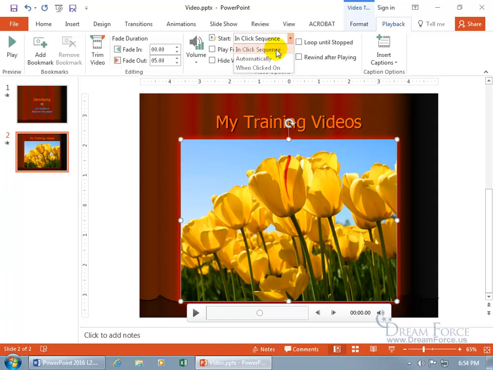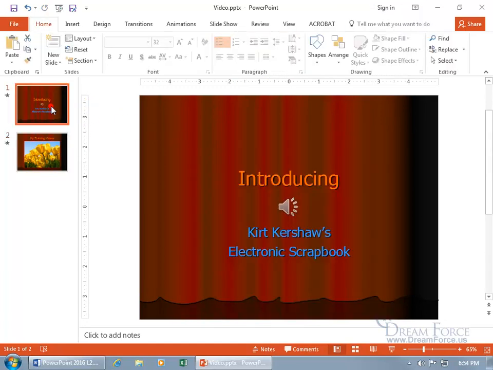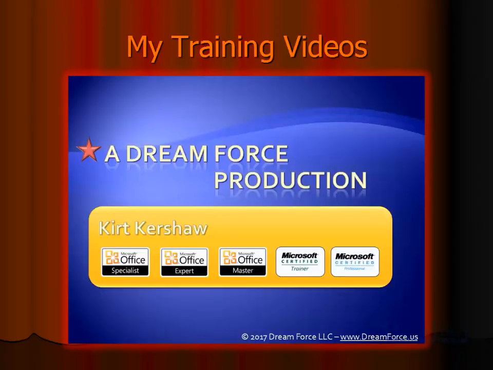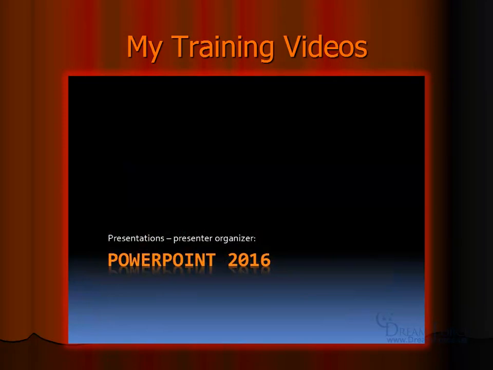And this is new to PowerPoint 2016. The previous versions had automatically or when clicked on. So you can automatically play the video when you advance from the previous slide. Well, let me show you. Let's go ahead and start up here. Click on Start Slideshow. And then when I click, it automatically starts to play. See? All right. Hit the Escape key a couple of times.